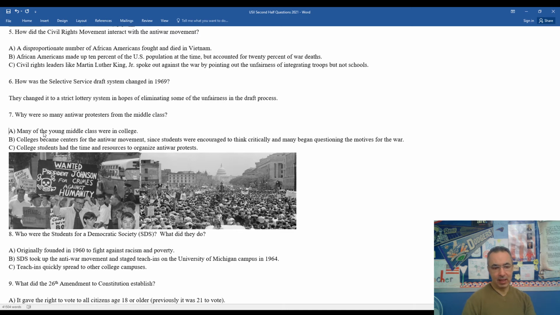Additionally, college students had the time and resources to organize anti-war protests. The average college student, even in today's society, goes to school 15 hours a week of required class time, and the rest of the week is up to you to study, complete assignments, and things like that. So there is a lot of flexibility within the framework of a typical college student schedule.